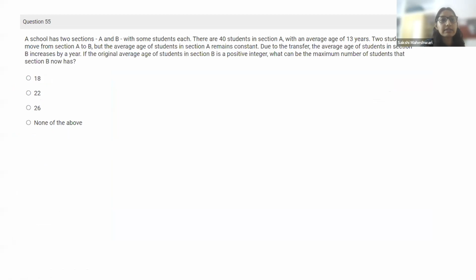Now, this question. A school has two sections. There are 40 students in section A with an average of 13 years, and two students move from section A to B. But the average age in A remains constant. Okay, so the average age of those two students who moved from A to B was also 13. So that means there is an addition of 2 into 13. That's the addition.